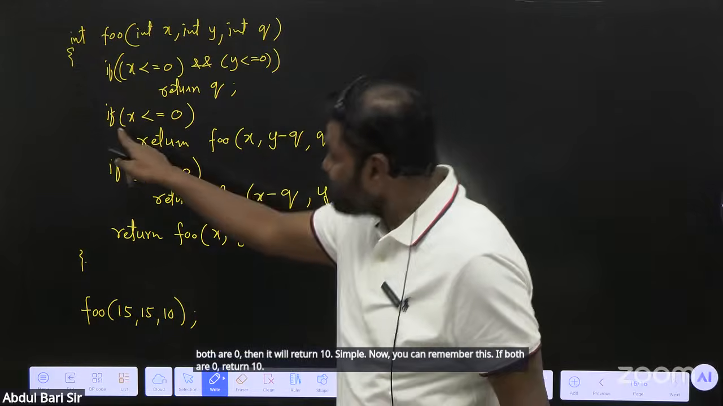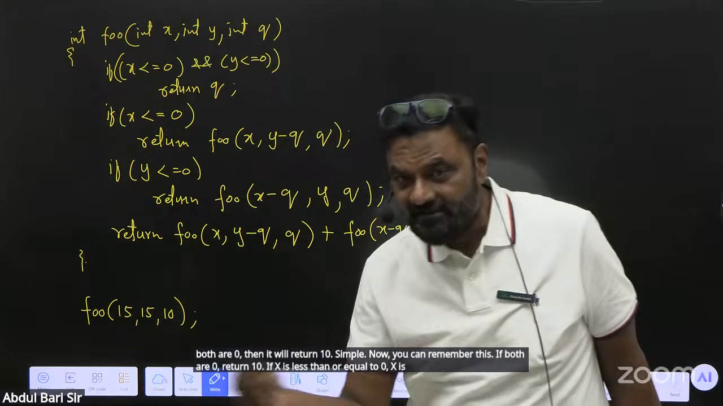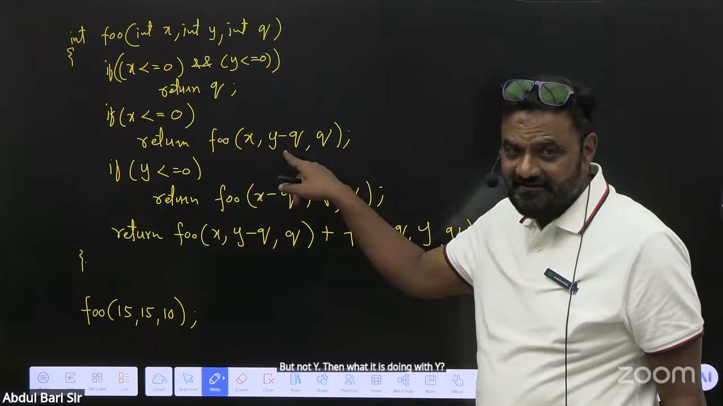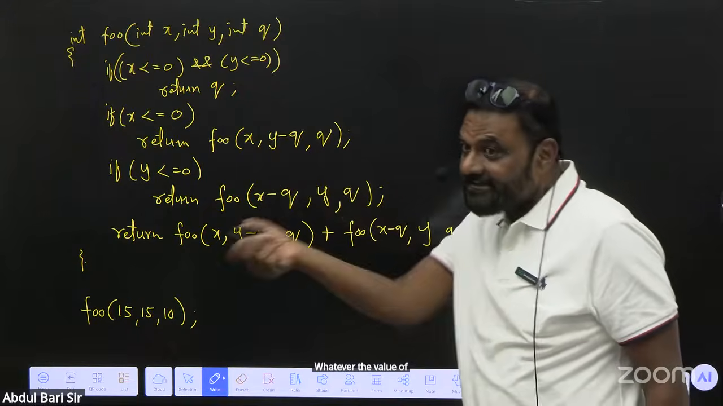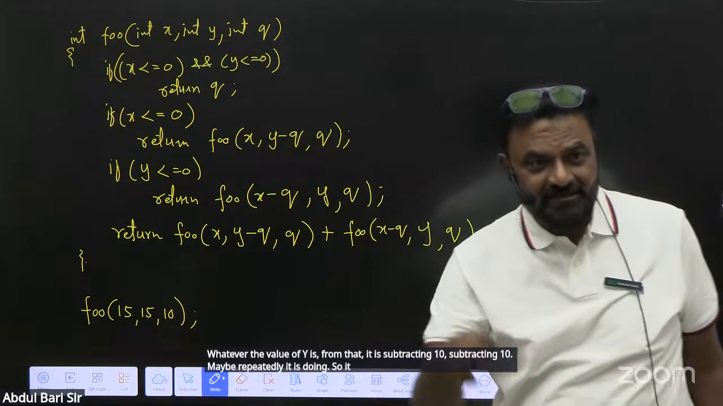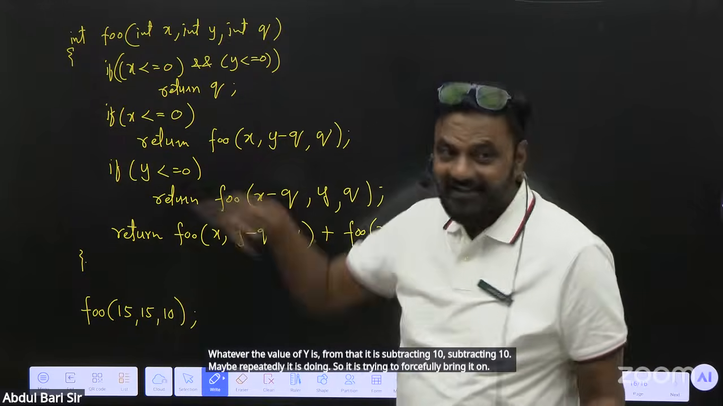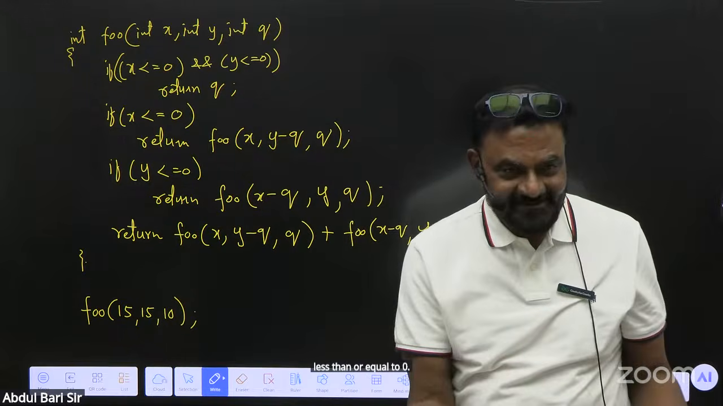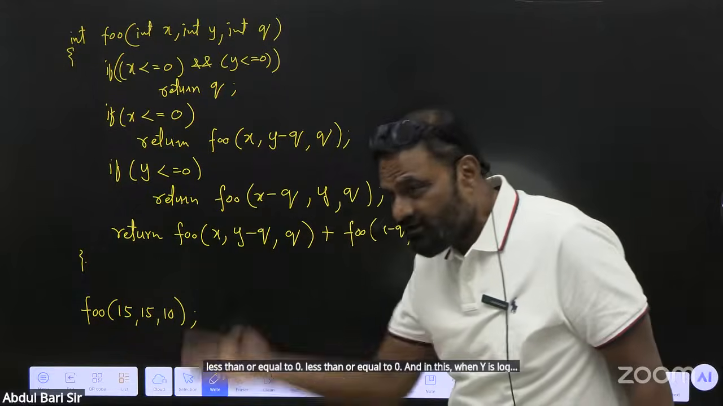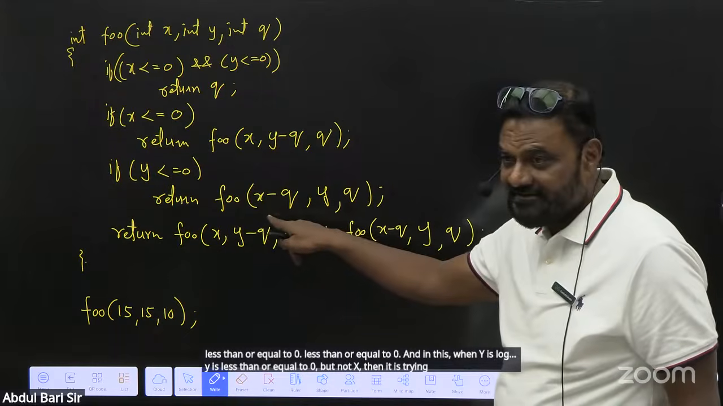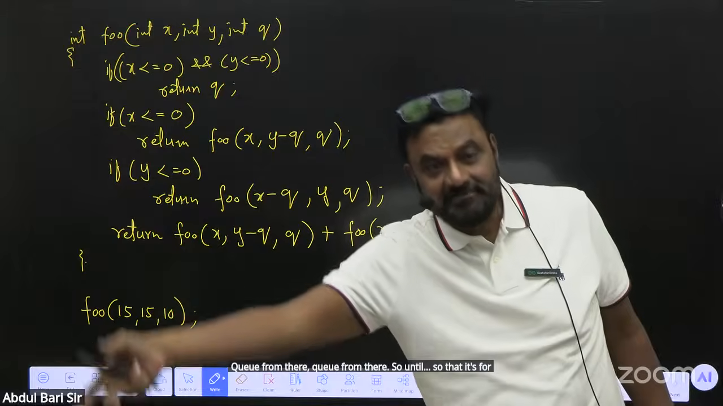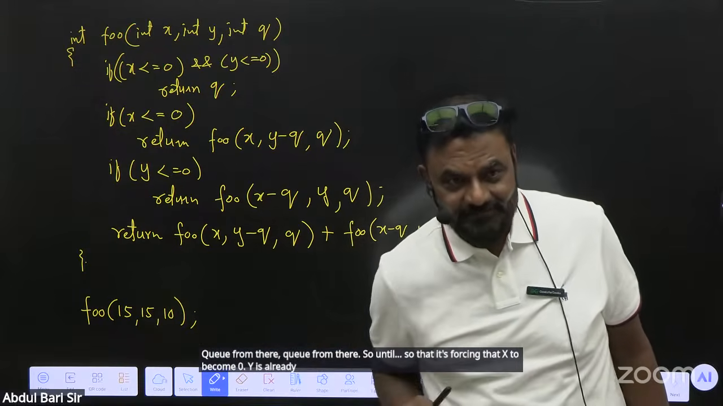If x is less than or equal to 0, x is 0 but not y, then what is it doing with y? Whatever the value of y is, from that it is subtracting 10, maybe repeatedly. So it is trying to forcefully bring it to less than or equal to 0. And when y is less than or equal to 0 but not x, then it is trying to subtract q from there, so that it's forcing x to become 0. Y is already 0, you also become 0.